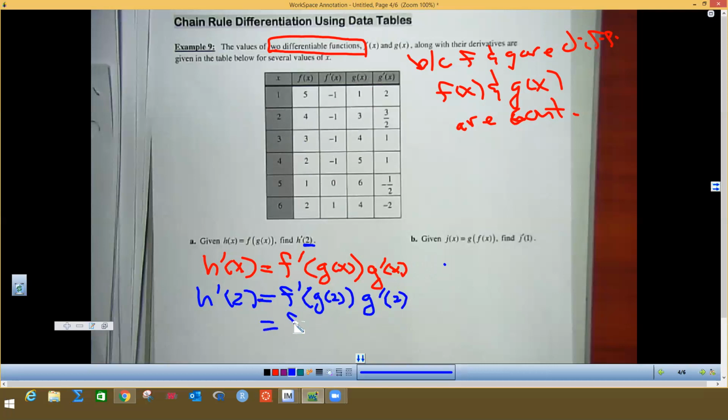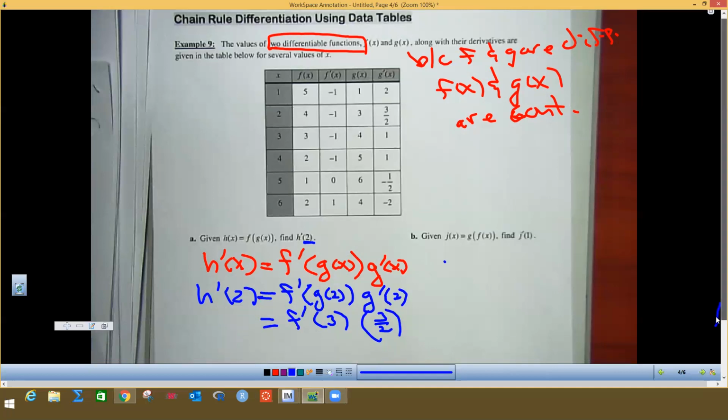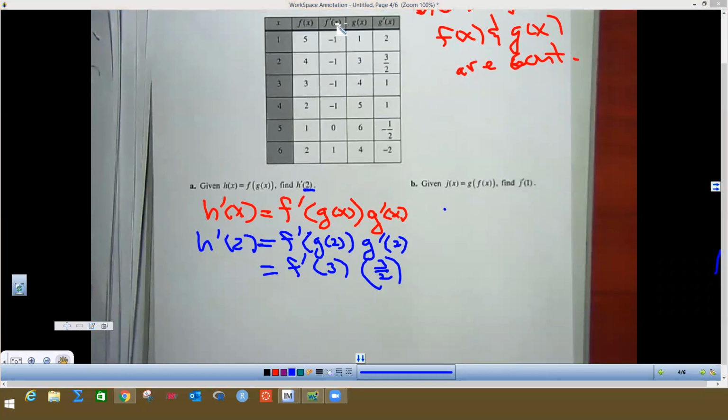So this is going to be f prime of 3. And then I need g prime of 2. So g prime is here, 2 is there. So this is 3/2. And last but not least, I need to find f prime of 3. So there's f prime, there's 3, that's -1. So this is -1 times 3/2, which will be a -3/2. So that would be the answer for h prime of 2.